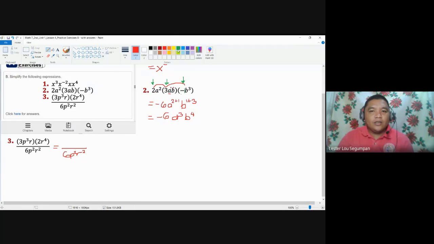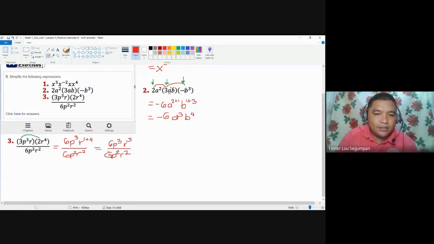The numerator, we will start with multiplying the numerical coefficients, 3 times 2. This will result to 6. And then we use the literal coefficient p cubed. Since there are no other p here, it stands as it is. And we have r. This has 1 plus 4, the 4 from the second. And then again, the denominator will stay as it is because we did not manipulate it. So the numerator becomes 6p cubed r to the power of 5.